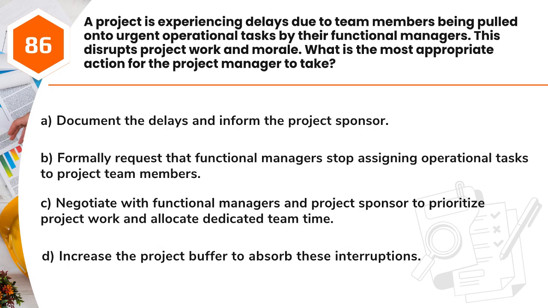Question 86. A project is experiencing delays due to team members being pulled onto urgent operational tasks by their functional managers. This disrupts project work and morale. What is the most appropriate action for the project manager to take? A. Document the delays and inform the project sponsor. B. Formally request that functional managers stop assigning operational tasks to project team members. C. Negotiate with functional managers and project sponsor to prioritize project work and allocate dedicated team time. D. Increase the project buffer to absorb these interruptions.